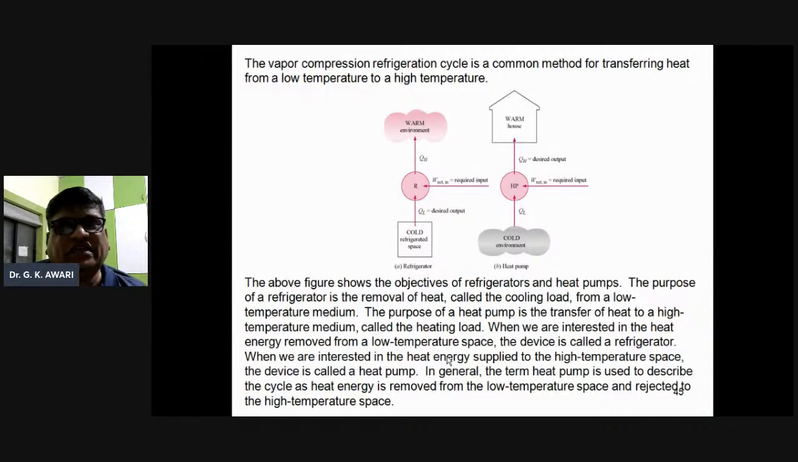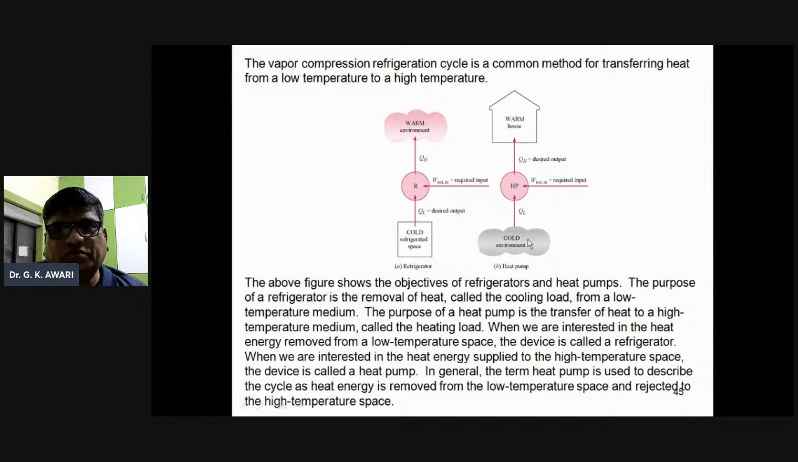This shows the differences between the cold refrigerated space, that is the refrigerator, and the heat pump. This is the cold refrigerated space, required input is provided, and a warm environment is there. That is the refrigerator. Here a warm house is there, cold environment, heat pump HP, and required input is provided.